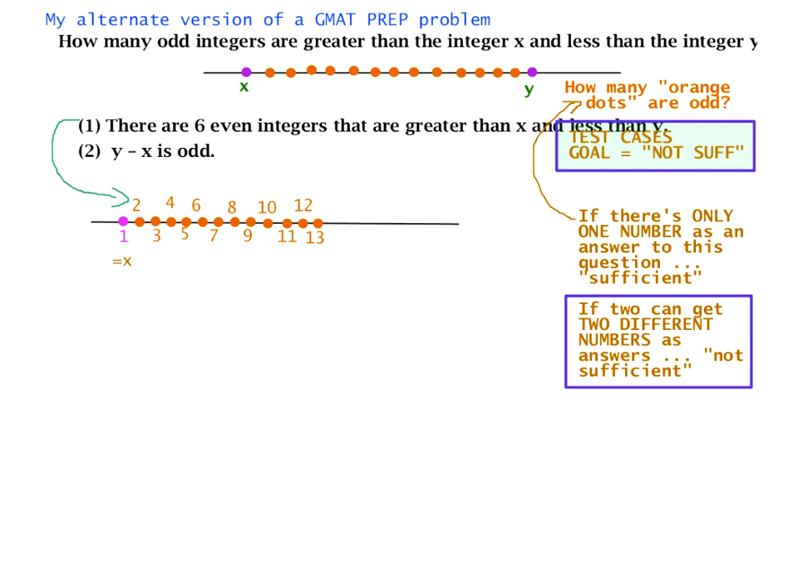But do you guys see what the deal here is? If I put y here at 13, this can be y. So if y is this value, then there are only 3, 5, 7, 9, and 11. So there are 5 odds in the middle.